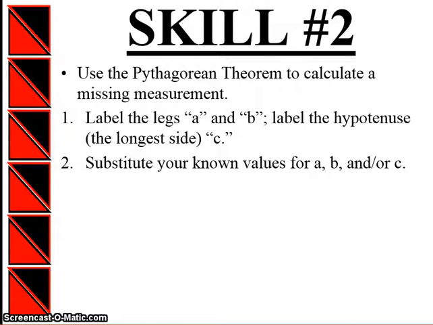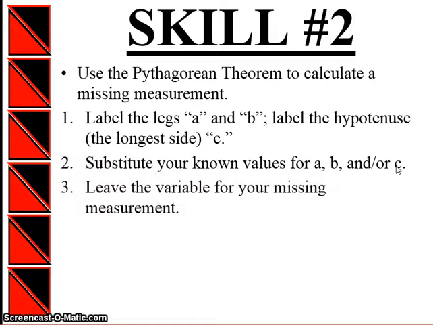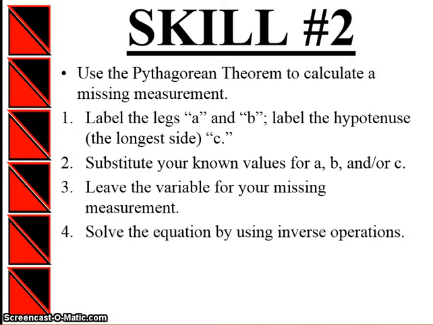Second, substitute your known values for A, B, and or C. You will not know all the values. You will know 2 out of the 3 and will be using the Pythagorean theorem to figure out that third one. So you will only be able to substitute 2 of these 3 amounts. So step 3 is to leave the variable for your missing measurement. Leave the A or the B or the C for whichever one you don't know.